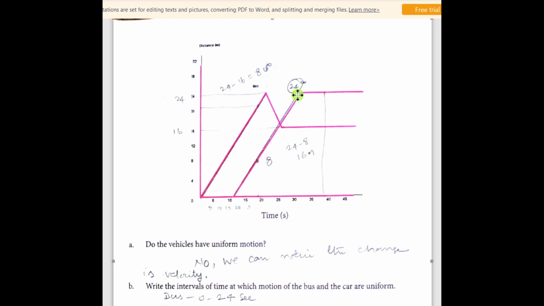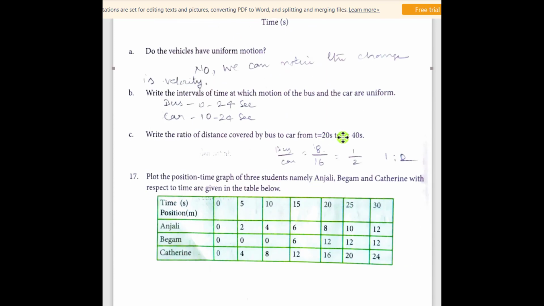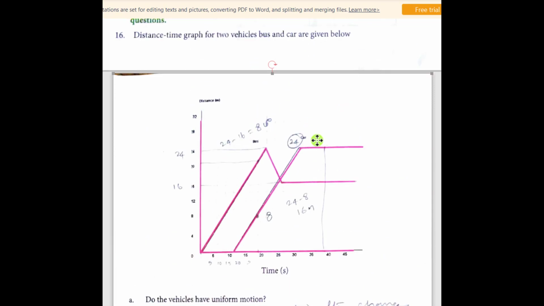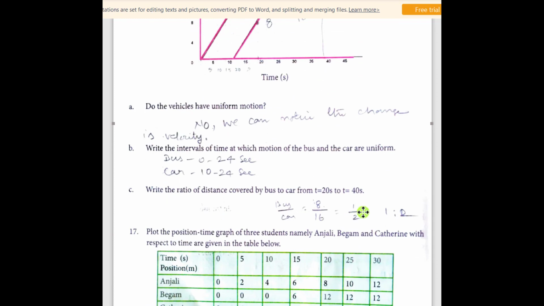Initially it is 24. Then where it is changing, what is given in the question? At t is equal to 20 seconds. You have to notice t is equal to 20 to 40. If you draw the line like this, it will touch 24. For 20, if you draw the line like this, it will touch, it is 16 meter. If you find the ratio 8 by 16, it is 1 by 2, 1 is to 2.